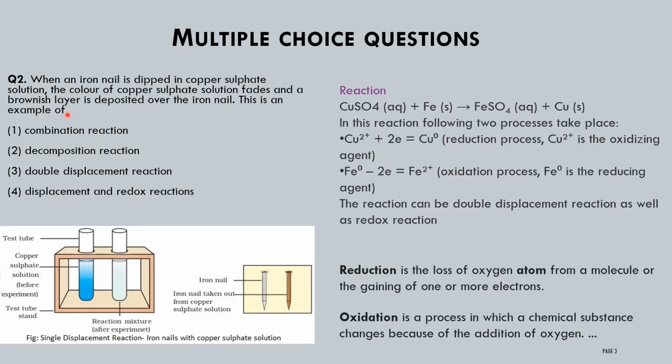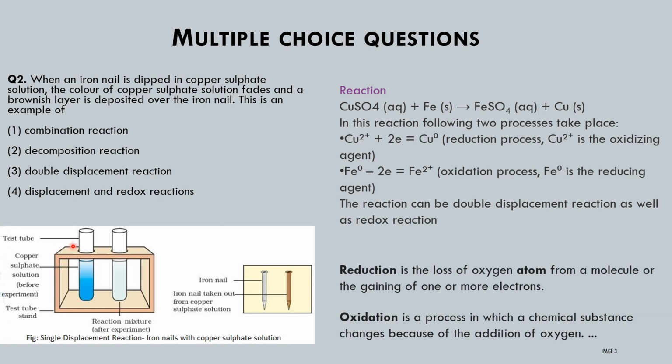Let us discuss the next question. When an iron nail is dipped in copper sulfate solution, the color of the copper sulfate solution fades and a brownish layer is deposited over the iron nail. This is an example of option 1 combination reaction, option 2 decomposition reaction, option 3 double displacement reaction, option 4 displacement and redox reaction. Consider the experiment here.